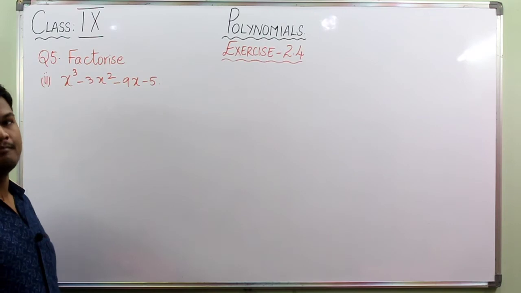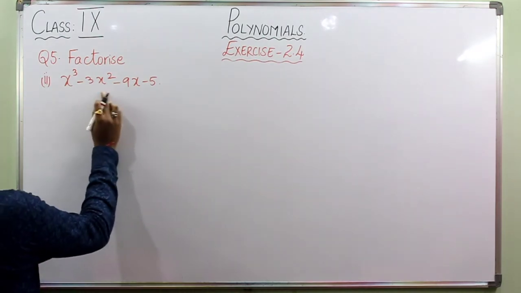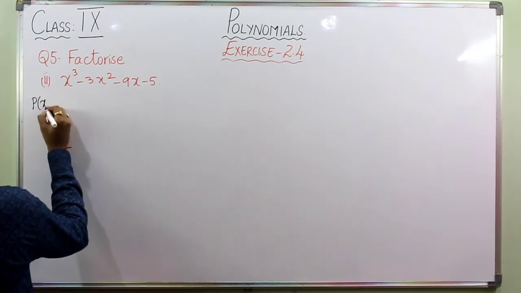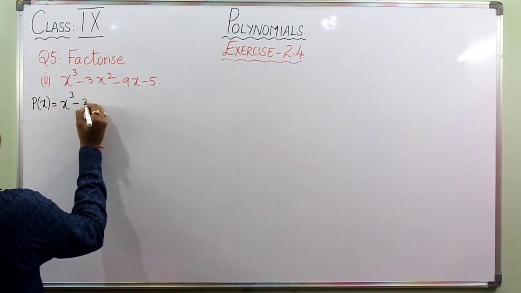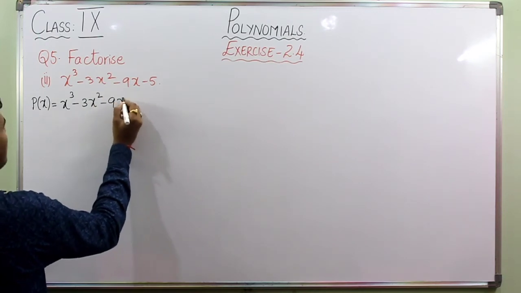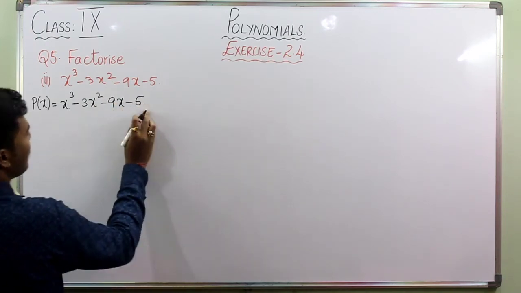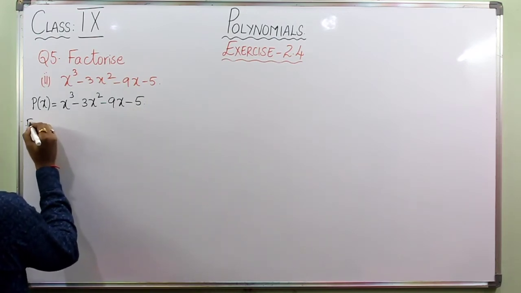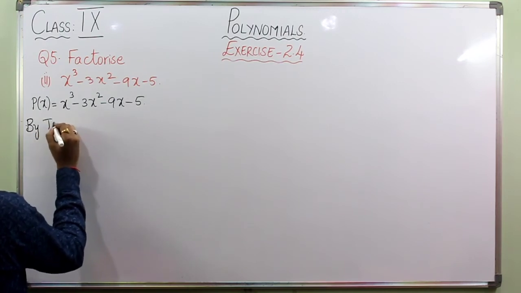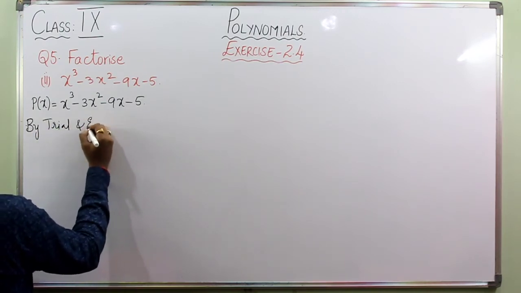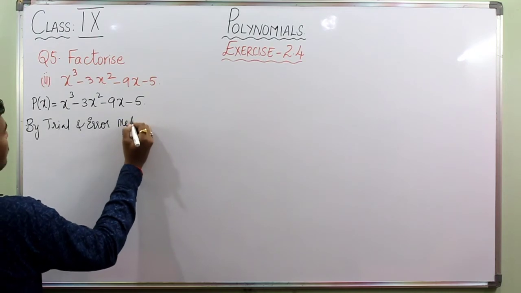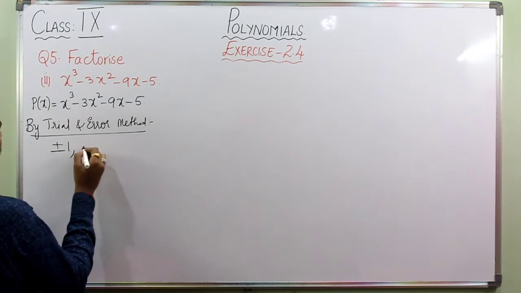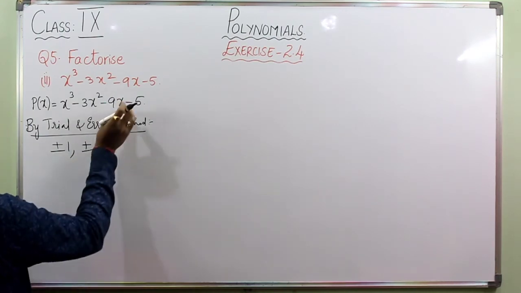The second problem, that is x cube minus 3x square minus 9x minus 5. So consider this as p of x is equal to x cube minus 3x square minus 9x minus 5. The constant here is 5. So therefore factors will be what? By trial and error method, we assume that plus or minus 1 and plus or minus 5 are the factors of this.